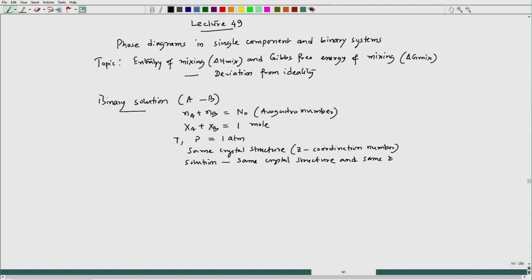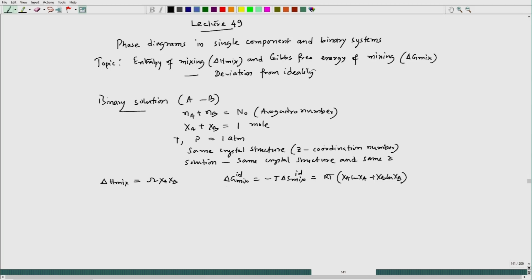Fine. So, on this basis we have seen that delta Hmix equals omega Xa Xb, and delta Gmix ideal equals minus T delta Smix ideal, which is nothing but RT times Xa ln Xa plus Xb ln Xb.